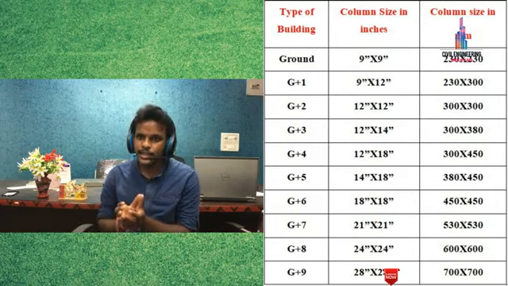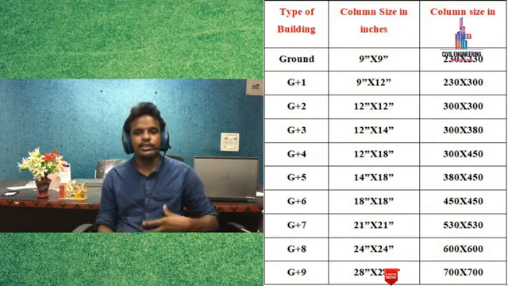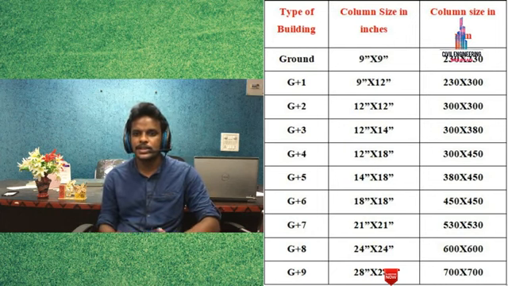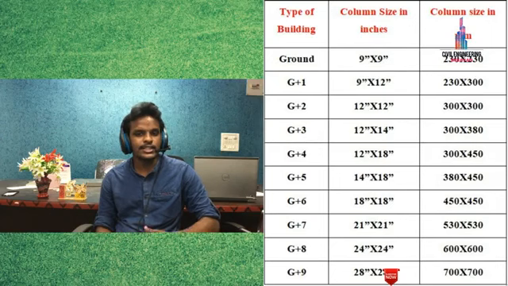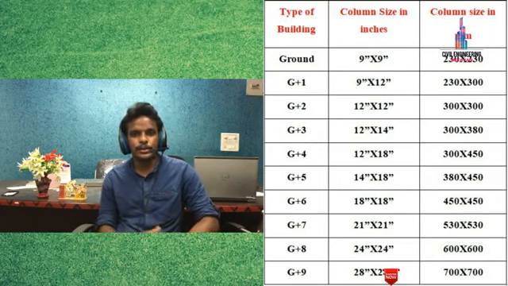These column sizes are from my personal experience. So these are not exact or accurate values. I will consider these respective column sizes for my designs for G plus 1 or G plus 2 buildings. So this is my explanation for the minimum size of the column we need to consider for a multi-story building. Thank you.